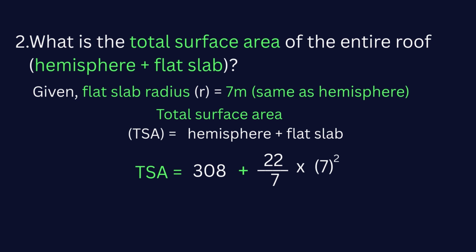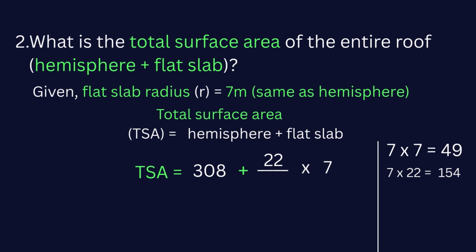Now let's just plug in the values. We have 308 plus 22 by 7 times 7 squared. 7 times 7 gives me 49, and the 7 cancels out. 49, I am left with 22 times 7, and that would give me 154. All we need to do is add them. We will get 462 meters square.